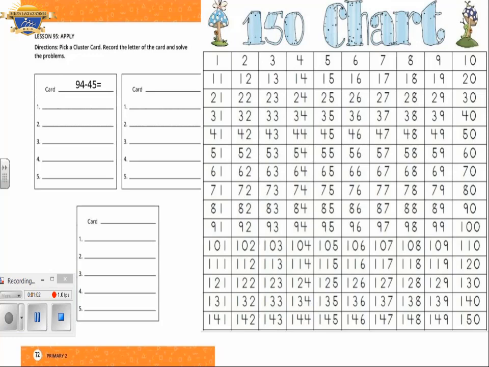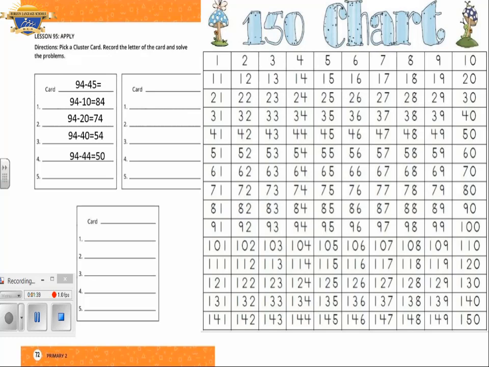94 minus 45. Okay, we want to solve this problem by using cluster problems. And we already said that cluster problems are a set of problems related to each other. The first problem is 94 minus 10. The second, 94 minus 20. Third, 94 minus 40. The fourth, 94 minus 44.